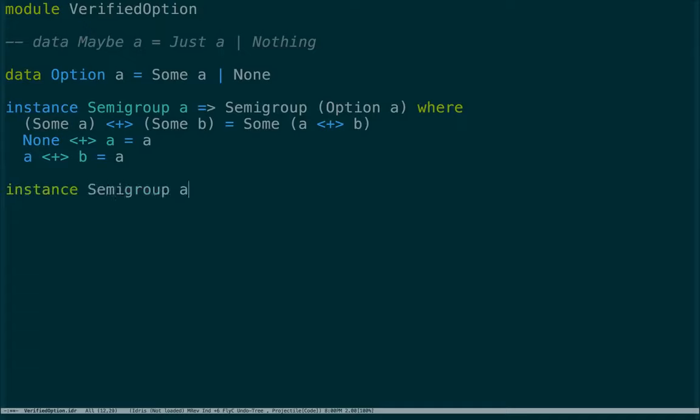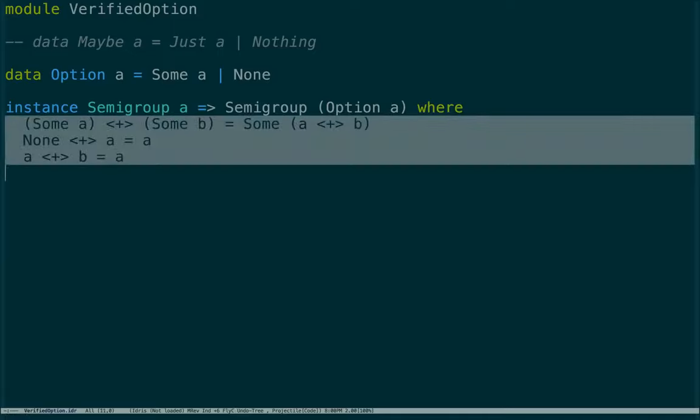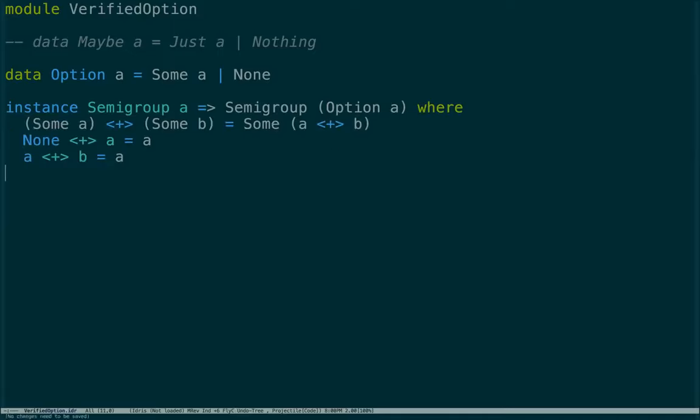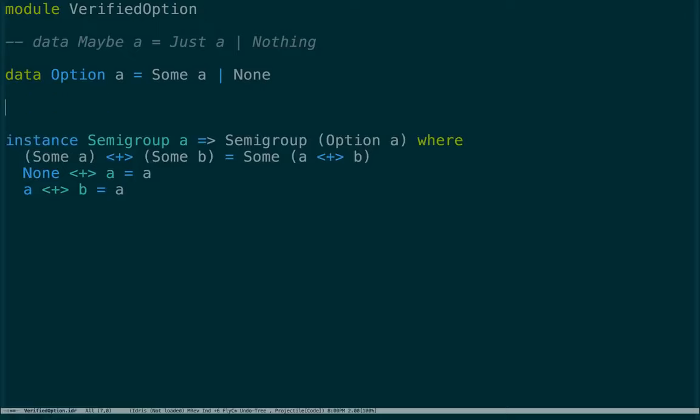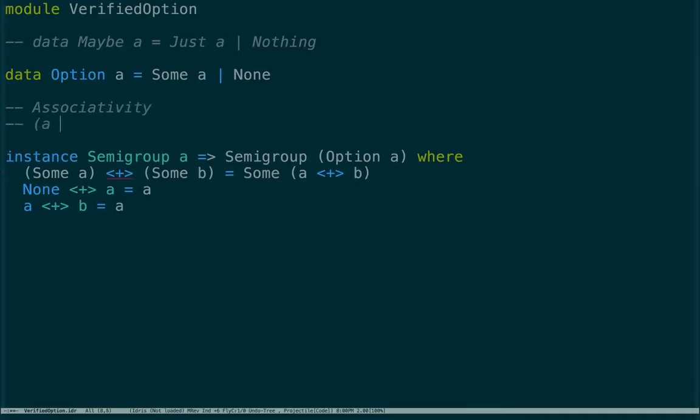So what we have done is defined the append operation for a semigroup, and the append operation has this law called associativity. Associativity says that (A plus B) plus C should equal A plus (B plus C). So it's basically saying that the order of parentheses doesn't matter. We can evaluate either one first and get the same result.